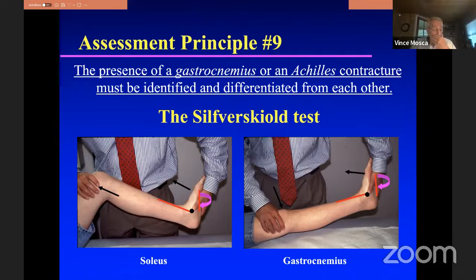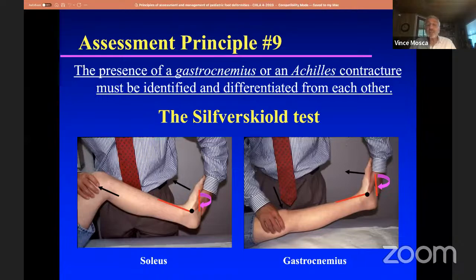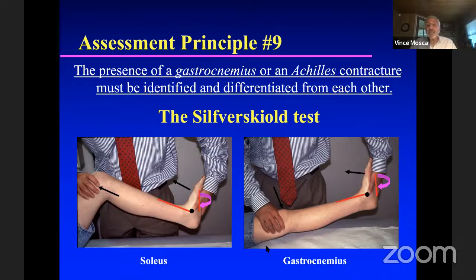Extend the knee, maintain subtalar neutral, try to dorsiflex the ankle, and it doesn't go. So in this case, the gastrocnemius is contracted, the soleus is not, and if one were going to do a heel cord lengthening, it would be a Strayer or Baumann procedure of the gastrocnemius. Whereas if the ankle did not dorsiflex with the knee flexed, then the soleus is also contracted. In this case, the heel cord would be lengthened as a full tendo Achilles lengthening.